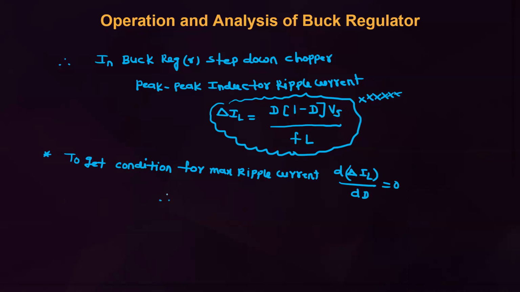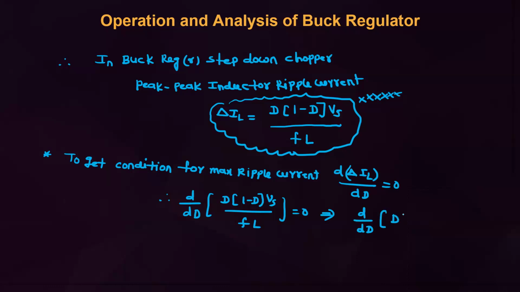Now, can I do like this? d by dD of D into (1 minus D) into Vs by FL equal to 0. I am differentiating d by dD of (D minus D square) equal to 0. You differentiate: 1 minus 2D equal to 0. Then D equal to 0.5.